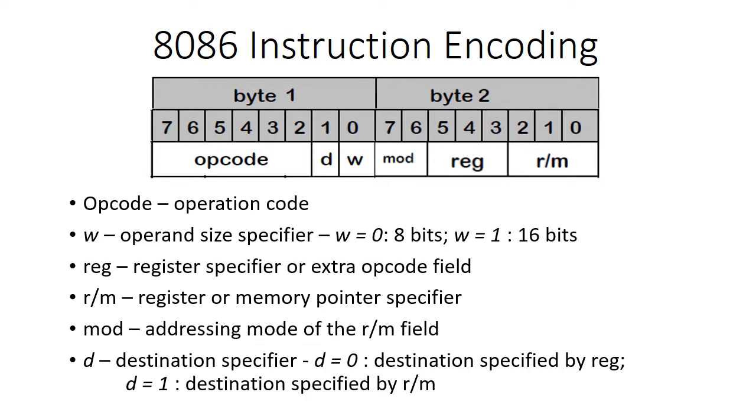There are some instructions that explicitly specify only one of the operands. In such cases, the RM field is used to specify the operand. The reg field is then used as an extension of the opcode field.